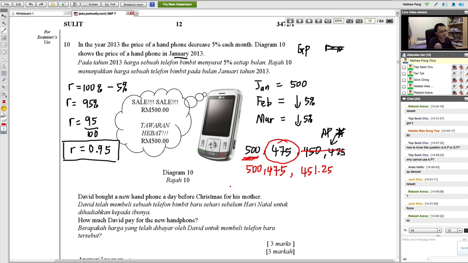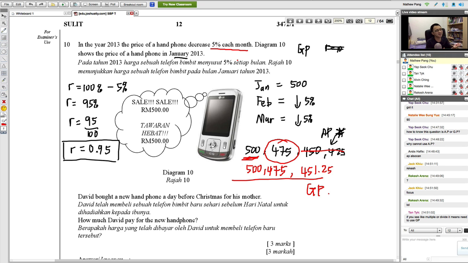451.25. So therefore this one is geometric progression. Because if decrease 5% each month, this one is actually some hints telling you that this one is a geometric progression. Unless the question says something like this. The question say they will decrease 5% from the capital each month, meaning from 500 each month, then it will be AP. If you see like multiple or divide, it mean you need to use GP.